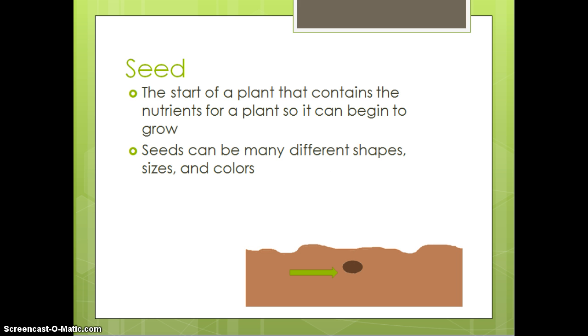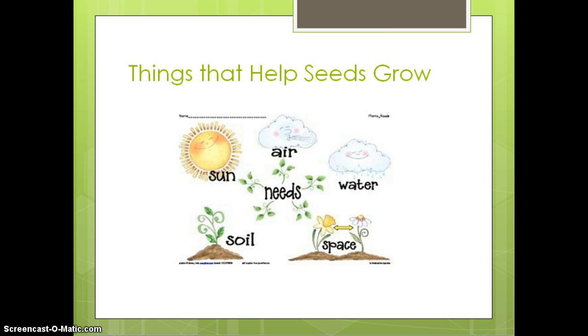The next important term is seed. The seed is what the plant starts out as. The start of a plant that contains the nutrients for a plant so it can begin to grow. We want to stress to students that seeds can be many different shapes, sizes, and colors. Before we go into depth about the other parts of the plants that are important, we want to talk about the things that help seeds grow.